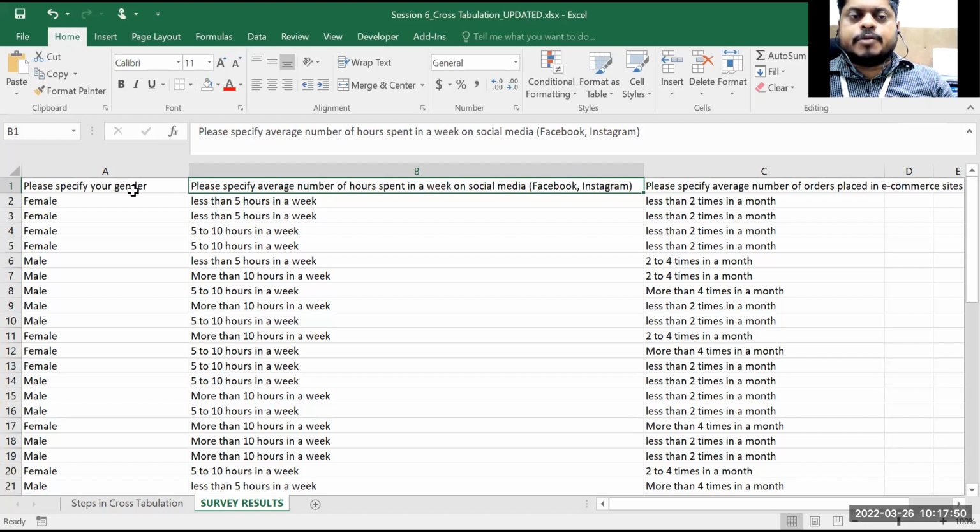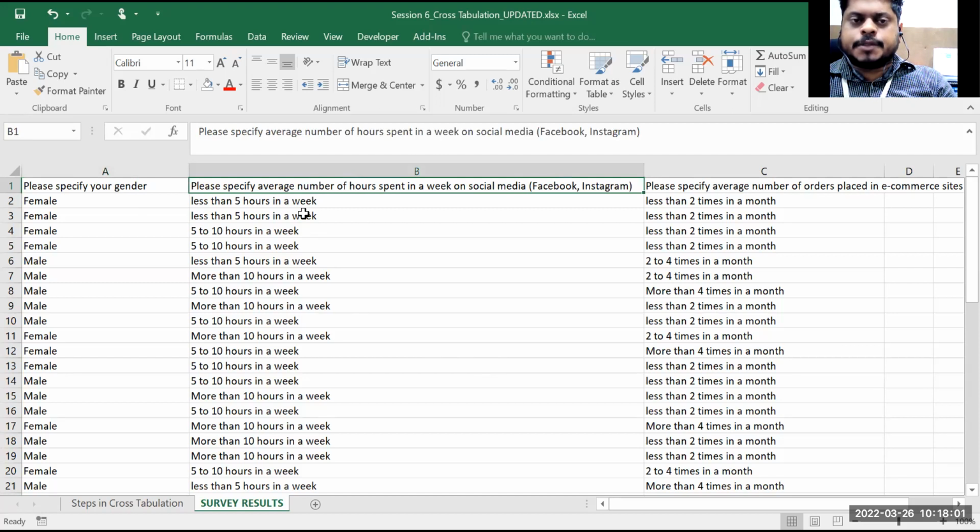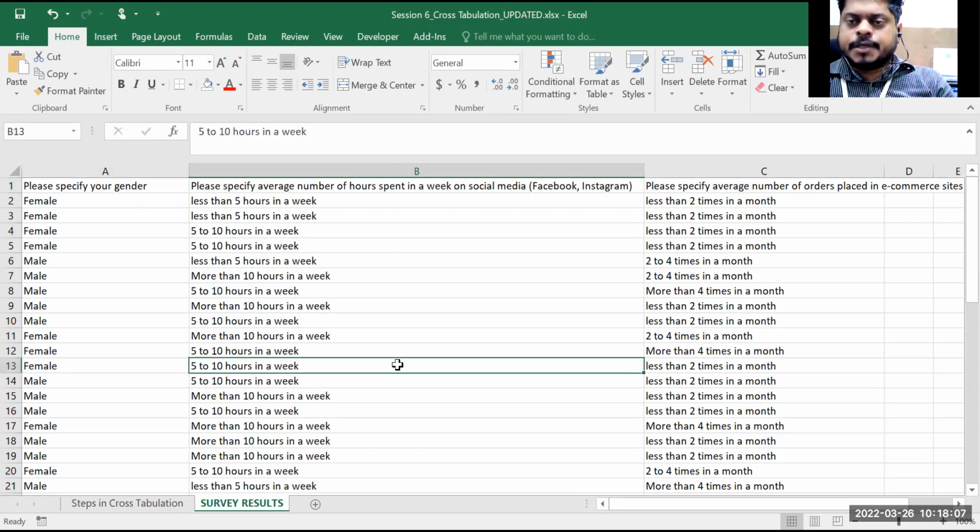So which kind of variable is this? Specify your gender. Gender will be which kind of variable? Categorical. Now which kind of variable is this? Specify average number of hours spent in a week, so average time spent on social media. See how the answers are given and tell me which kind of variable this is. Metric.